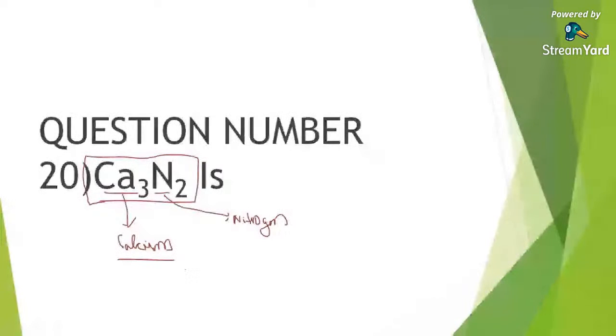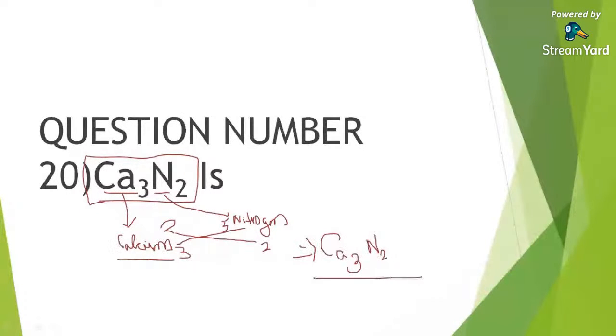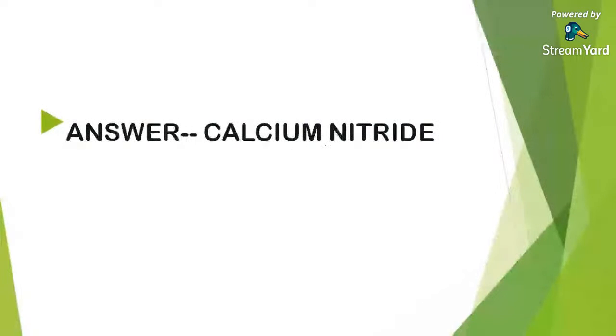So whenever any compound, any formula is written, you can find the valency of the component elements by which method? Criss-cross method. So here the valency of calcium is 2 and valency of nitrogen is 3. Anyway, now come to the question: Ca3N2 is what? Ananya, very good. Ankita has also given the correct answer. Ananya Singh has given the correct answer. Very good. So not calcium nitrate, calcium nitride. So the correct answer is calcium nitride.